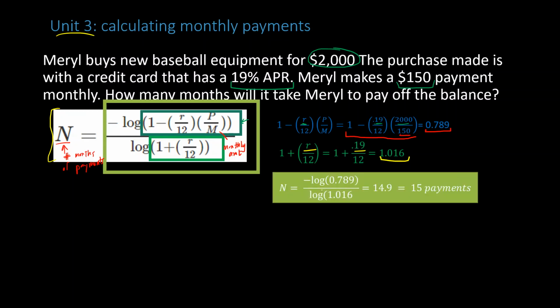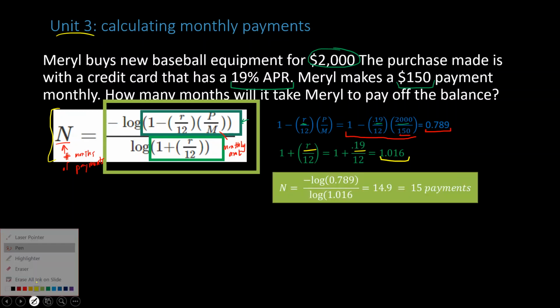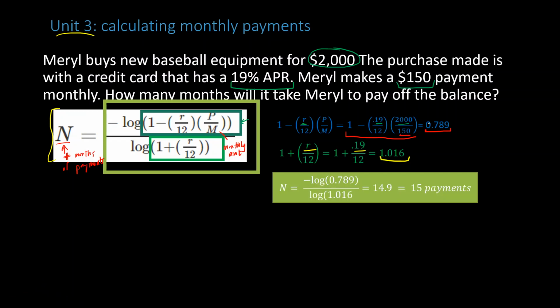Now let's deal with the logarithms. So I plug in the results we got. This 0.789 I've plugged in right here. This was the piece that we solved for. This 1.016, same thing in the denominator.